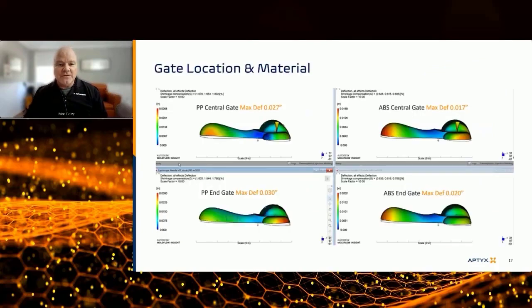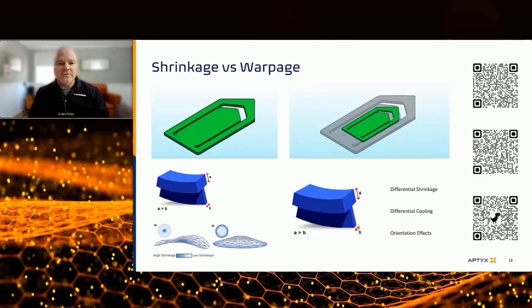Here's a snapshot within Moldflow just to give you a reference of materials: polypropylene, a crystalline material, on the left, ABS, amorphous, on the right, and a center gate on the top and an end gate on the bottom. So we can see just between material and gate location that the overall magnitude of warp is going to change quite a bit sometimes, and Ray will get into the details of geometry.